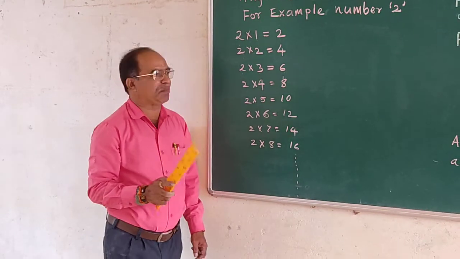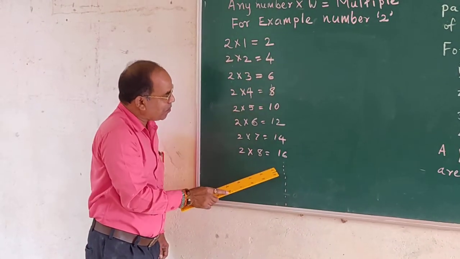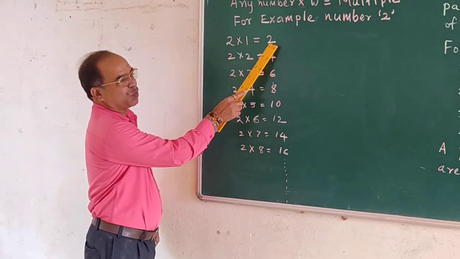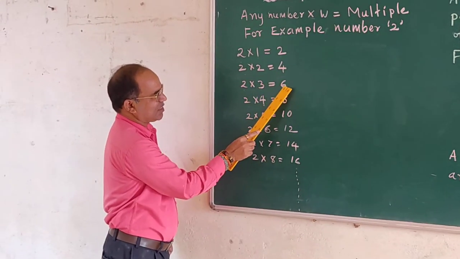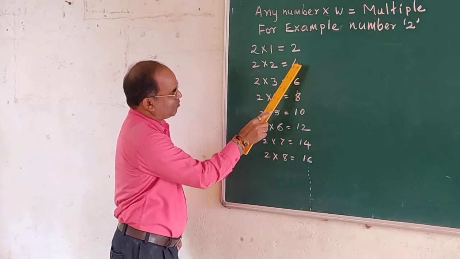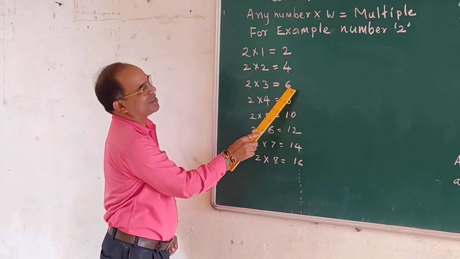One more thing to keep in mind: these are multiples, and these are the factors of 2. Here 2 and 2 are the factors of 4. 2 and 3 are the factors of 6. So these are the factors of this number.